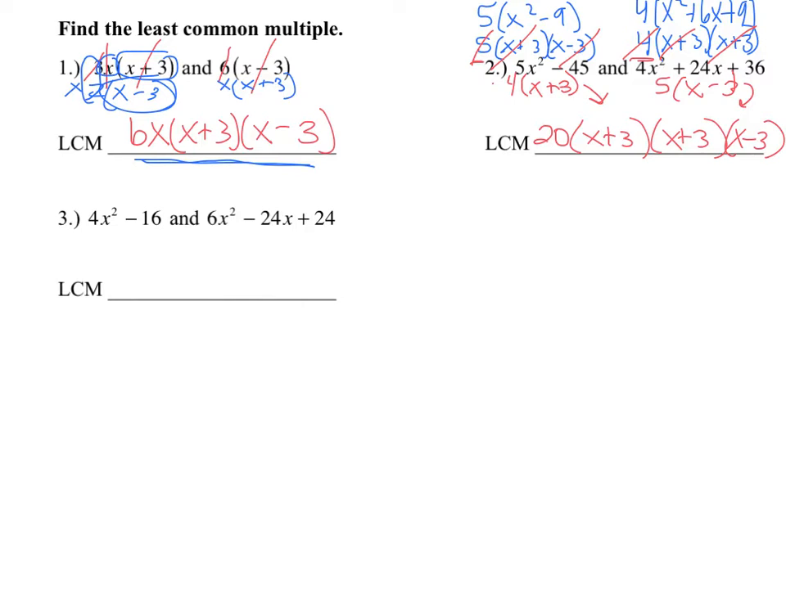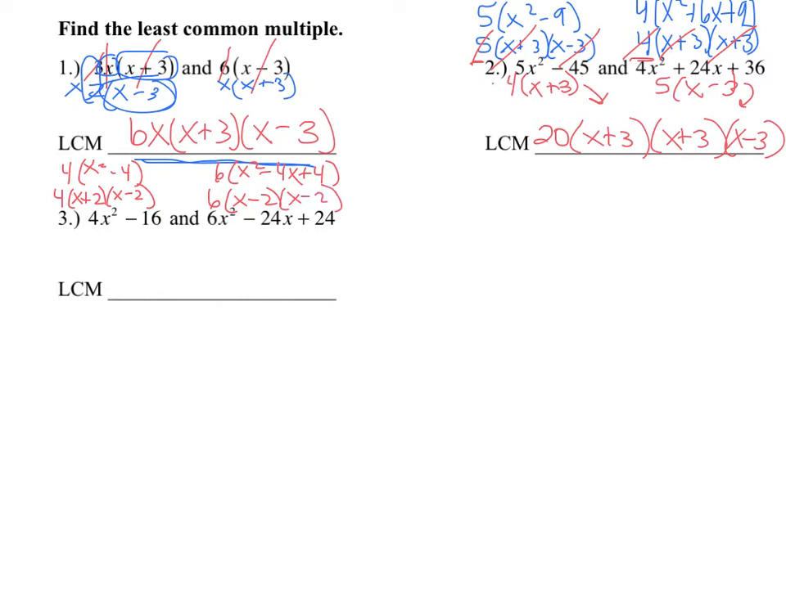Okay, so for number 3, again, factor. So you're going to take out your greatest common factor. For this first one it is 4, and you end up with 4 times x squared minus 4, and you have x plus 2 times x minus 2. Factor out your GCF for the second one, you'll have 6 times x squared minus 4x plus 4. So that factors into x minus 2 times x minus 2.